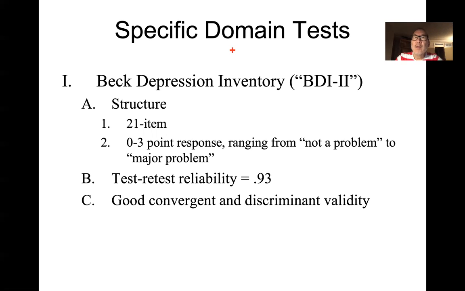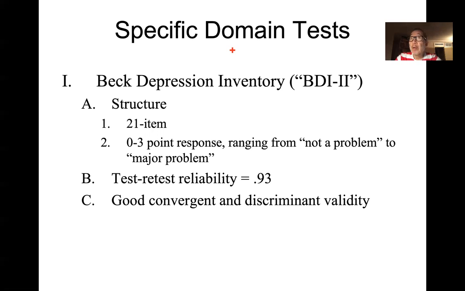Okay, so the idea is that the test, which is almost always very brief, measures a specific construct. Now, one of the most common, if not the most common, specific domain tests is the Beck Depression Inventory, or BDI. Yeah, you will run into this if you haven't already, even just as a student. Okay, it includes 21 items, and each item allows the examinee to respond along a 4-point Likert scale from 0 to 3. Okay, from 0, not a problem, to 3, a major problem.